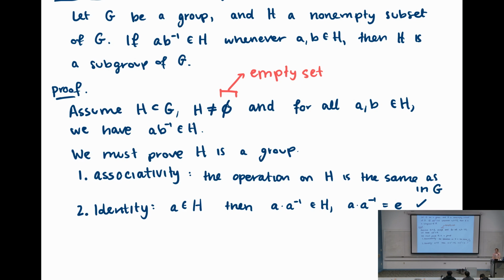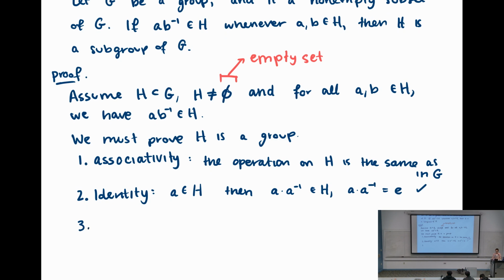Okay, the next thing is inverses. We will have to show that H contains inverses. Does anyone see how to show that H has inverses? We have E and A are elements of H, which tells us by the assumption that E times A inverse is in H. And of course, E times A inverse is equal to A inverse. So we know that inverses of elements are in H.